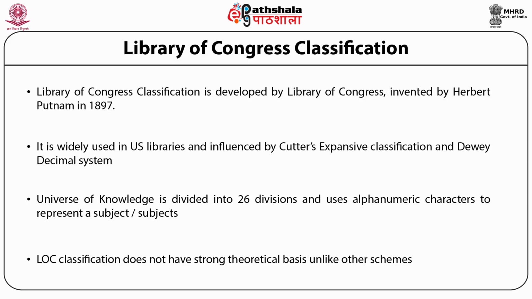The Library of Congress classification is a system developed by the Library of Congress, but many United States libraries prefer to use the Dewey Decimal classification. The Library of Congress classification has been criticized for lacking a sound theoretical base because many of the other classification schemes were developed based on some theoretical aspects.